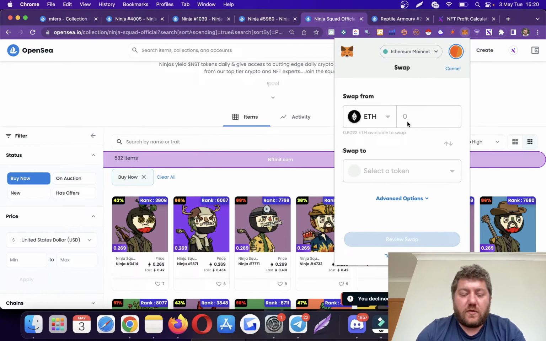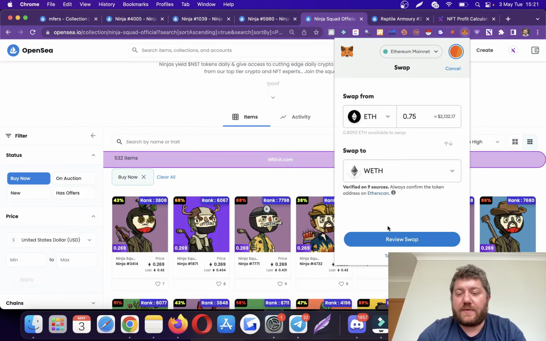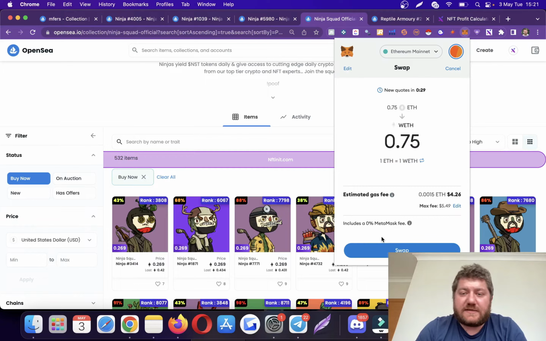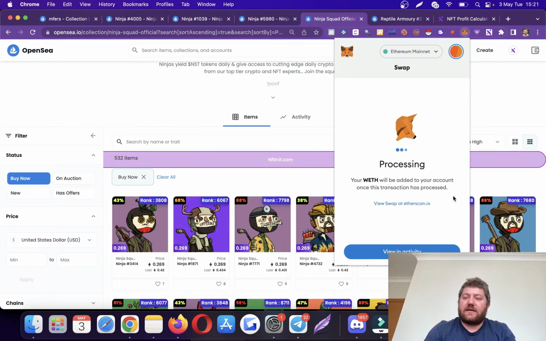So I'm going to show you how it goes. You see, I'm going to swap 0.75 Ethereum to wrapped Ethereum, because this is how you can make bids with currencies like wrapped Ethereum. This is the most common one. Alright, this is going to cost me $4 to swap it. It is also dependent on how much the gas is. So if the gas price is higher, the miners will charge you more for completing your swapping action. So once you convert your Ethereum to wrapped Ethereum, you can start making bids.